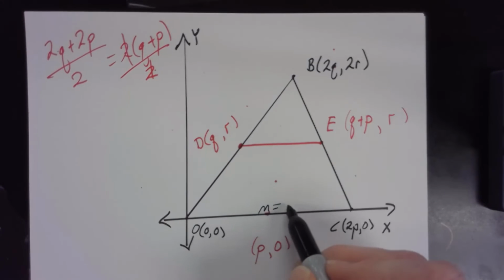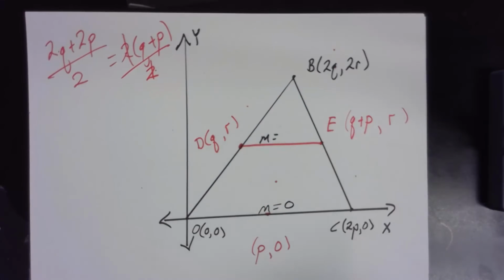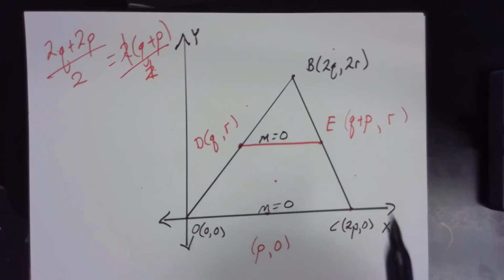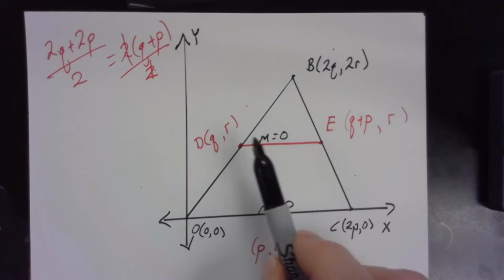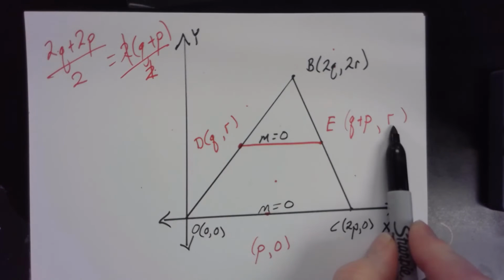Well, let's think about the slope of this line. 0. Okay, now are you sure it's 0? No. Let's check this out. On the top of the fraction, we're going to have r subtract r. What does that give us?